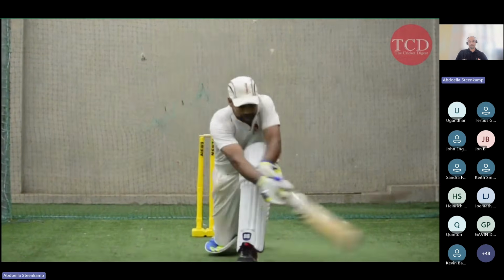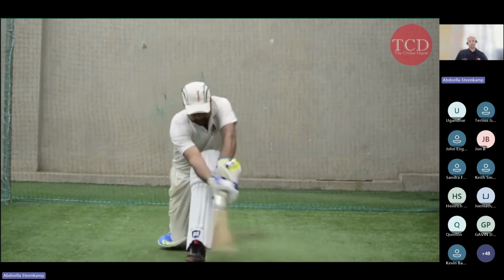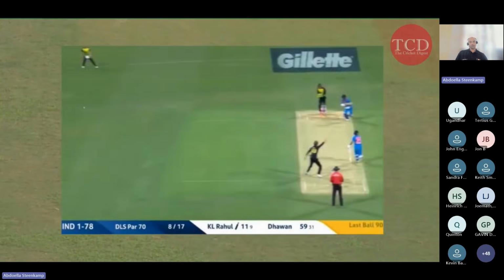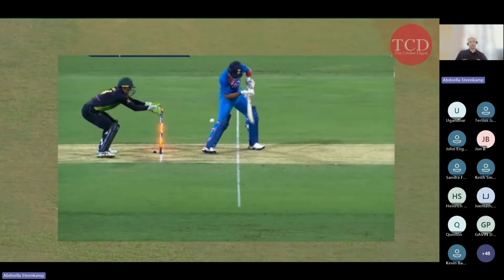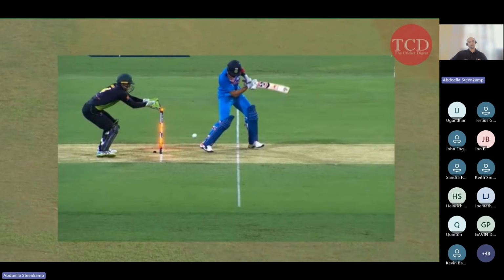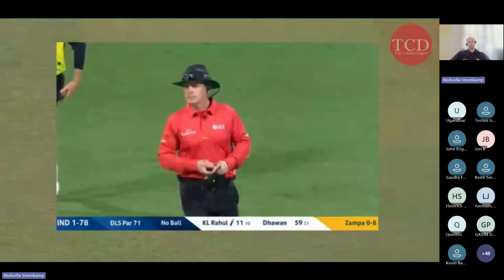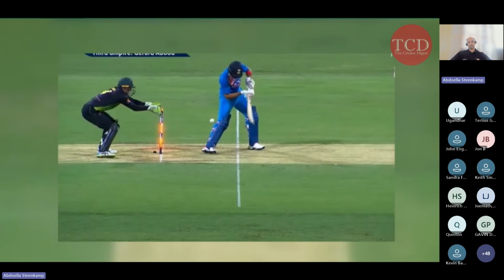First, let's watch a footage from the T20 match between India and Australia, which happened on 21st of November 2018. Australian wicket-keeper Alex Carey ends up touching the stumps before the ball reaches him, and after referring to the third umpire, it was declared a no ball. So what do you guys think about it? It's a no ball because he touched the stumps?